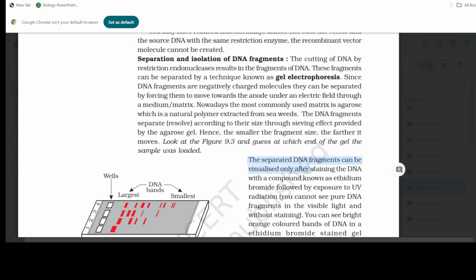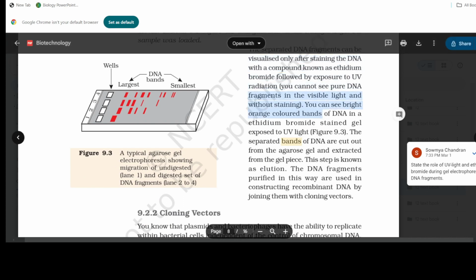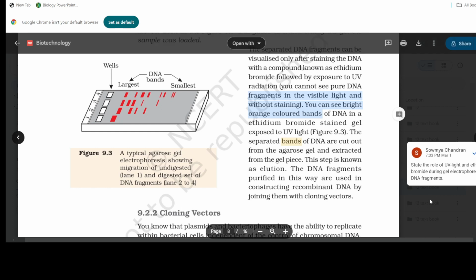the separated DNA fragments can be visualized only after staining the DNA with a compound known as ethidium bromide, followed by the exposure to UV radiation. You cannot see pure DNA fragments in the visible light and without staining. So the purpose is clear, right? You can see the bright orange color bands of DNA in ethidium bromide stained gel exposed to UV light. So only both together will serve the purpose. If not, we cannot view it.